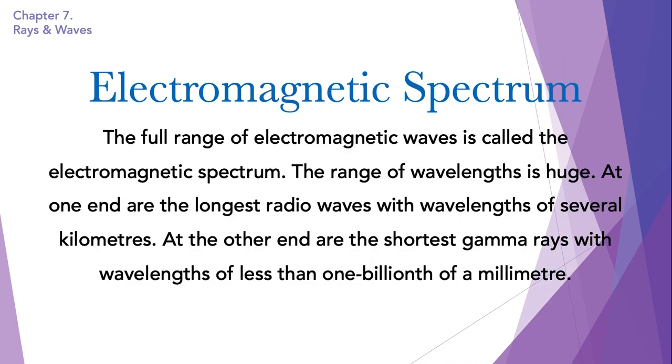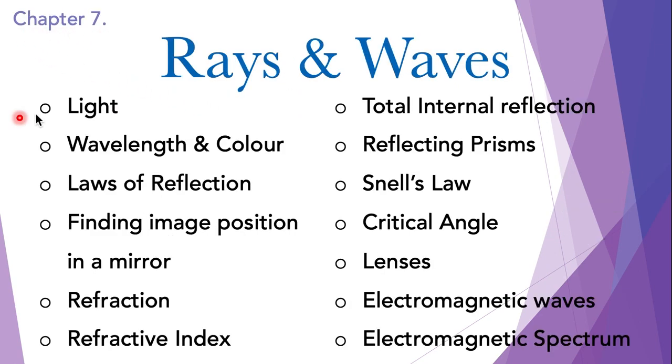So this was all for today's chapter, Rays and Waves. This was our 7th chapter and we have completed it successfully. You can see it was a very big chapter, but also a very interesting and diverse chapter. In this chapter, we learned about light, the wavelength and color of light, the reflection of light, the laws of reflection, how we can find an image position in a mirror, refraction of light, the refractive index of different materials, and the different refractive index equations.